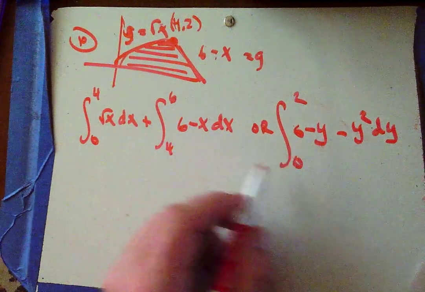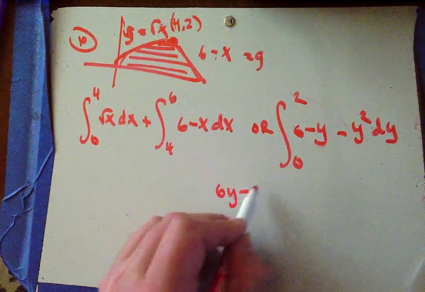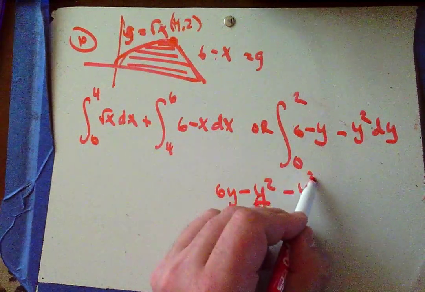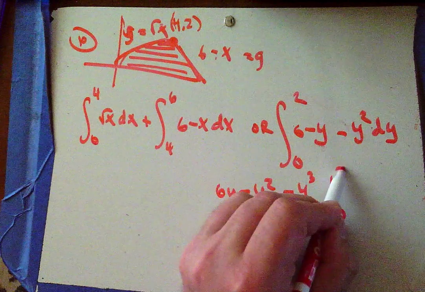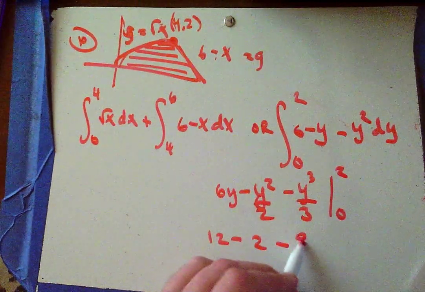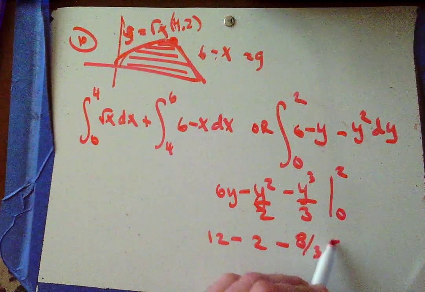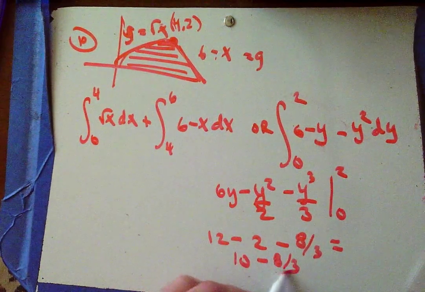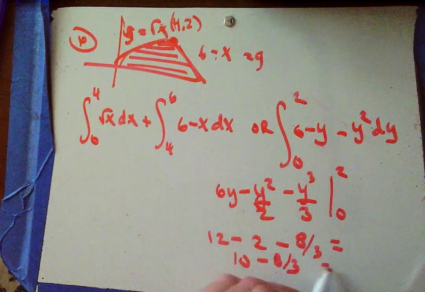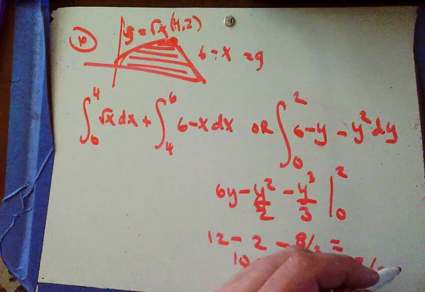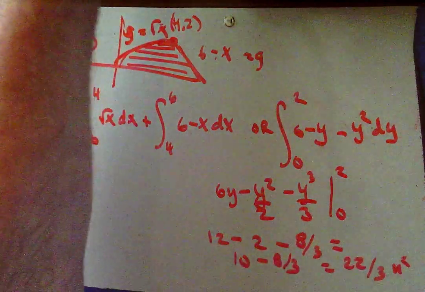So I've got 6y minus y squared over 2 minus y to the third over 3 from 0 to 2. 12 minus 2 minus 8 thirds gives me 10 minus 8 thirds. 30 minus 8 is 22 thirds. And that's an area, so that's units squared.